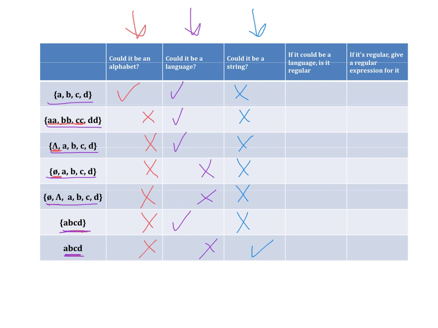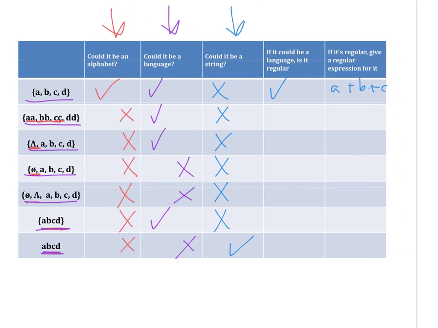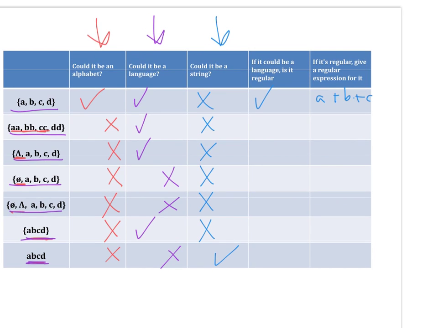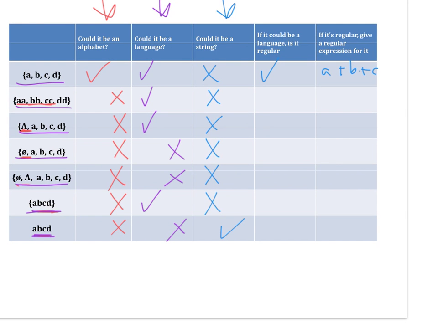Now I ask, if it could be a language, is it regular? We've talked about a bunch of ways to represent regular languages. Right now, we really know about regular expressions. We will talk about more, but if we can make a regular expression for it, then it's regular. So this first one is yes, because we've got a plus b plus c, let me scooch this over a little bit, plus d.